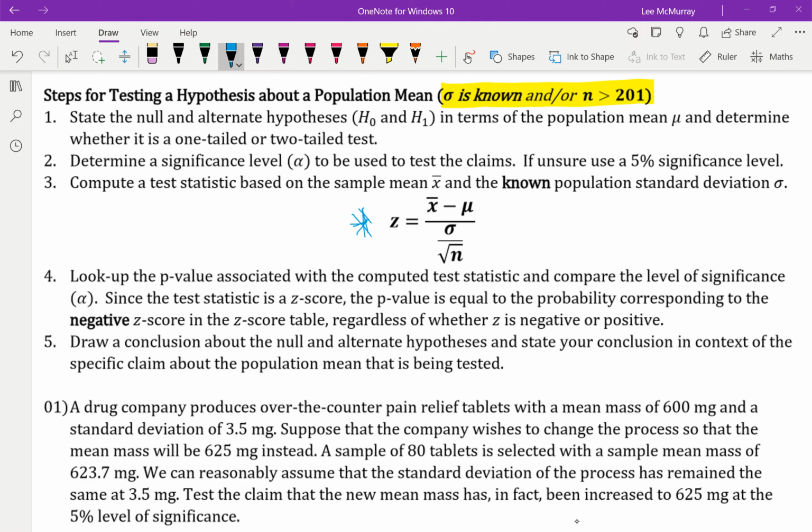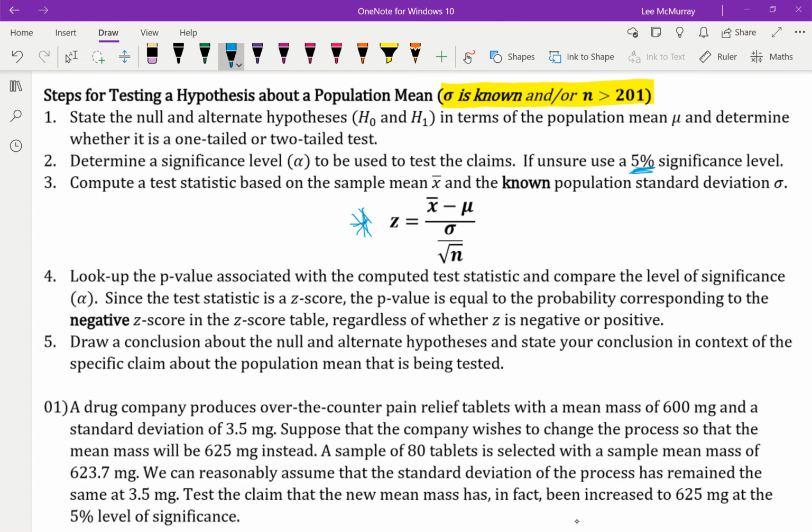So first step, as review, we're going to state the null and alternate hypothesis, H0 and H1, in terms of the population mean mu, and determine whether it is a one-tail or two-tail test. Then we're going to determine the significance level, which is alpha, to be used to test the claims. And if we're unsure, remember 5% is our default value. We'll compute our test statistic based on the sample mean x bar and the known population standard deviation. So that's our formula here.